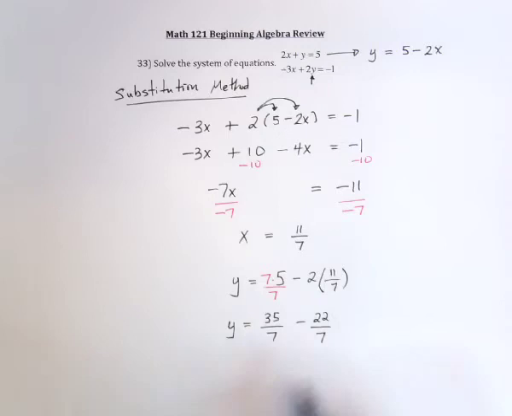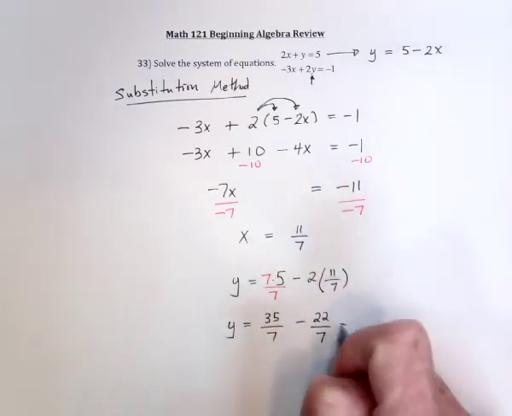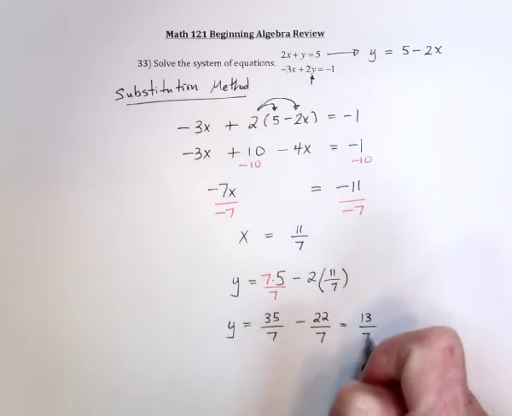And how much is that? Well, to get from 22 to 30, you're going to take 8 steps, and then 5 more. That's 13 steps. So it's 13 over 7.